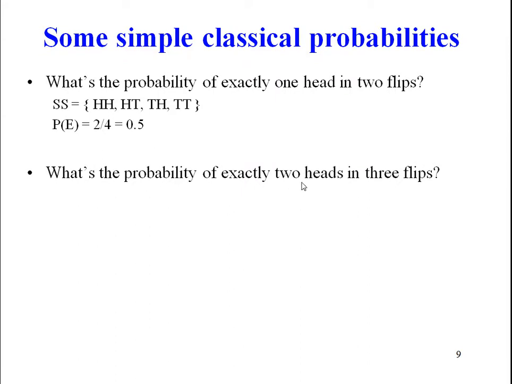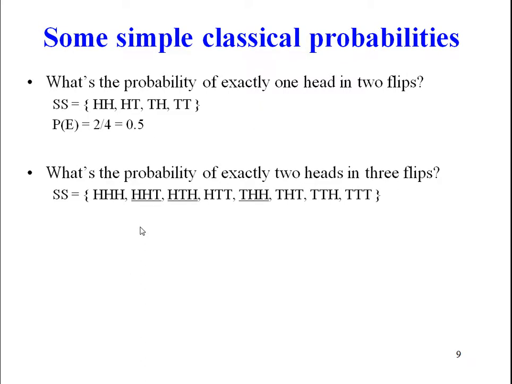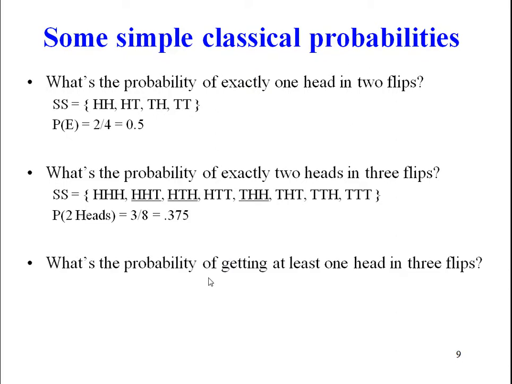What's the probability of exactly 2 heads in 3 flips? Well, our sample space is this. And there's exactly 3 ways you can get 2 heads. And so it's 3 out of a total of 8, and so it's 0.375.